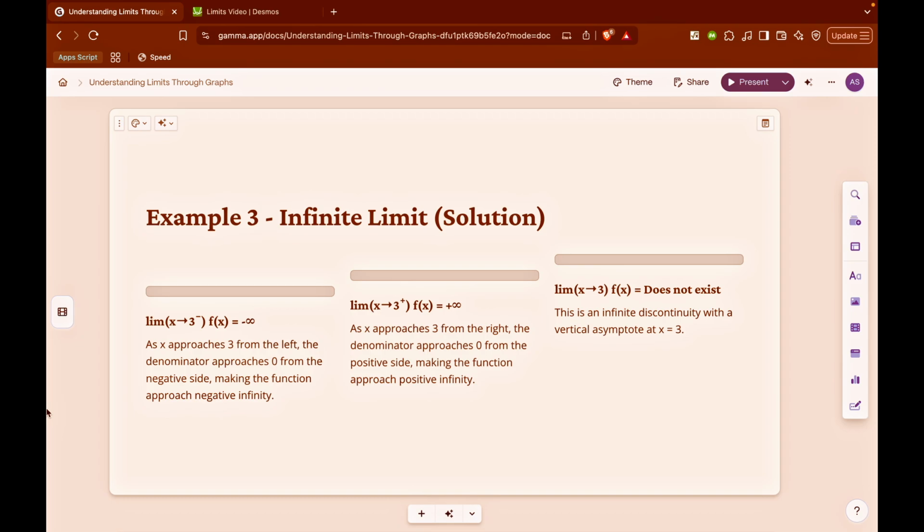So to summarize these three examples, for removable discontinuities, the two-sided limit does exist. For infinite limits, both one-sided limits are infinities and the two-sided limit does not exist. And for a jump discontinuity, both of the one-sided limits exist and are not infinite, but the two-sided limit does not exist.